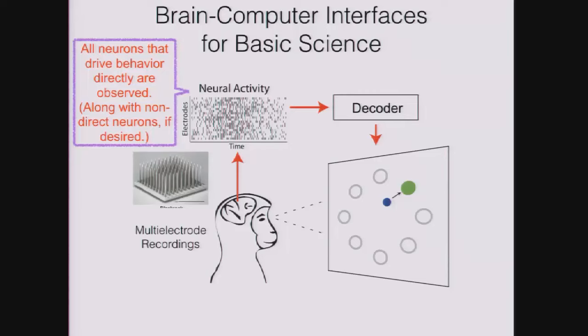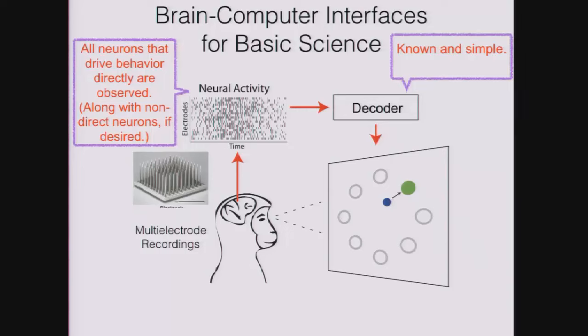You can also decide to leave out some neurons. You can watch what the neurons that directly drive behavior do, and you can observe what the other neurons that are along for the ride do at the same time, okay? We can design the decoder. Understanding how motor cortex controls the native arm is a huge, wonderful, and complex problem. I hope some of what we do with a BCI can turn around and inform those efforts.